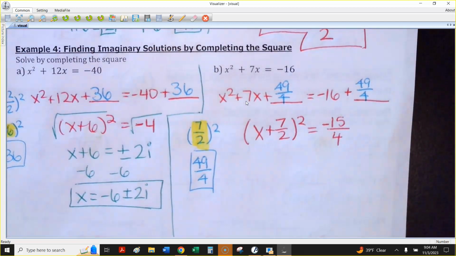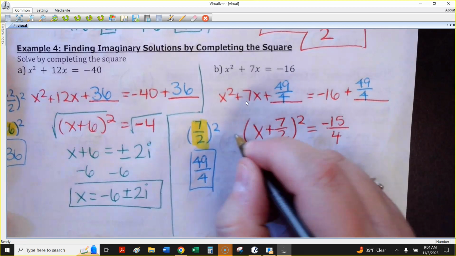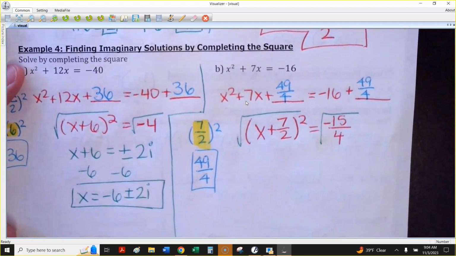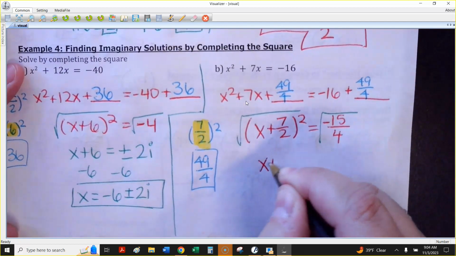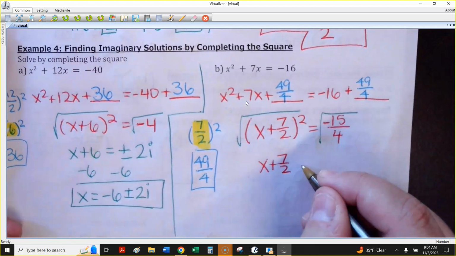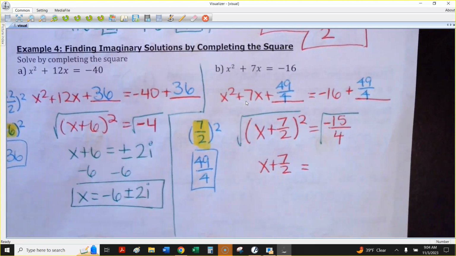Now, the only thing I know here, when I'm working with a negative number, I'm going to take a square root. We're just going to have an i involved. It's no big deal. We're just going to take the square root of both sides. Now, on the left, the square root and square just cancel each other out. So I still have x plus 7 over 2. I just don't have the parentheses or the squared. On the right side, this is actually a little nicer than the question we just looked at above. So on the top of the fraction, 15 is not divisible by any perfect squares. So we're not breaking anything down here.